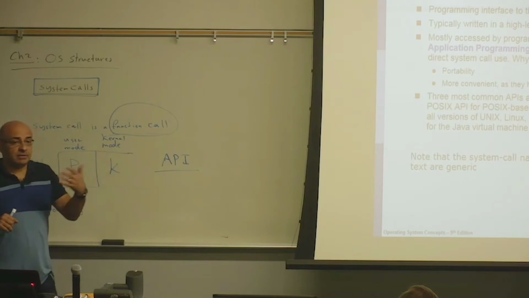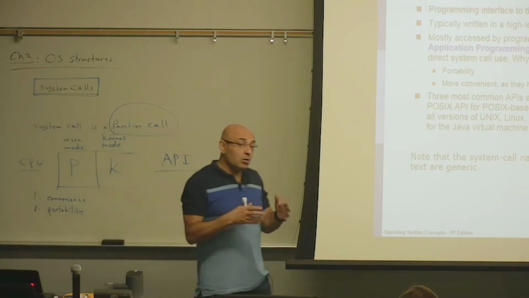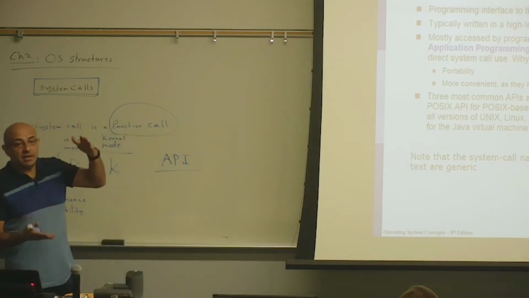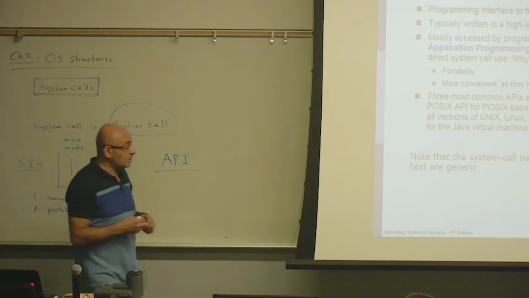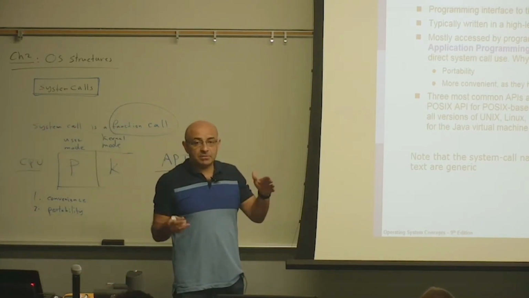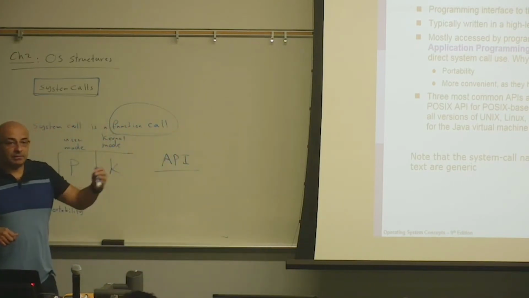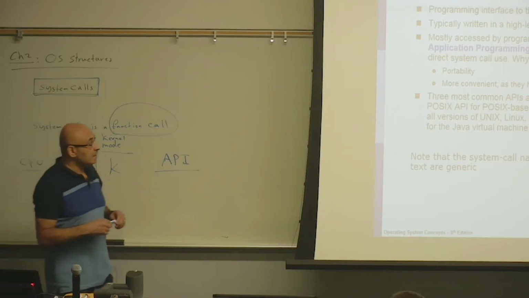So it's just a wrapper. You can think of an API as a wrapper of one or more system calls. So an API may be implemented using multiple system calls. You may package multiple system calls with one API that requests multiple services and performs multiple tasks.